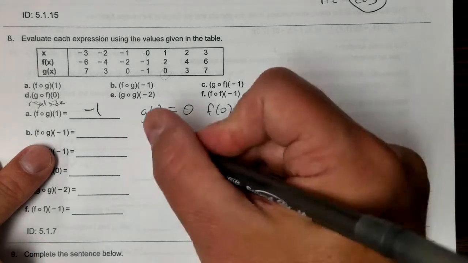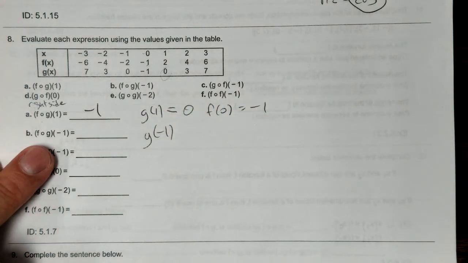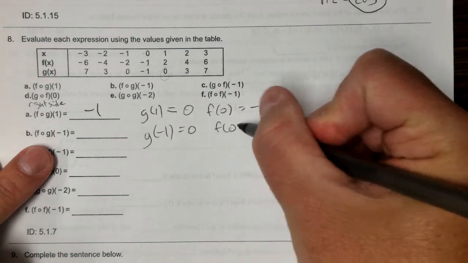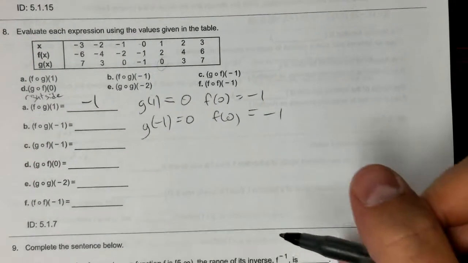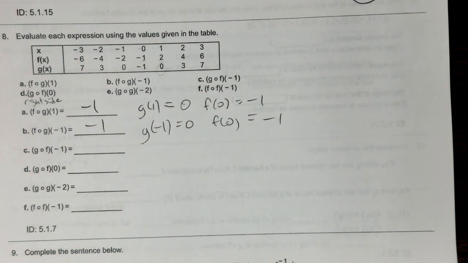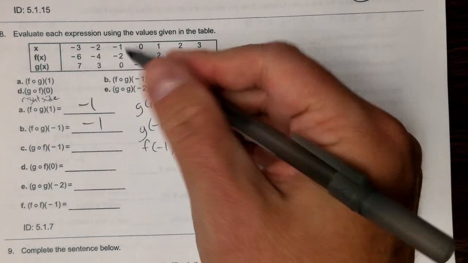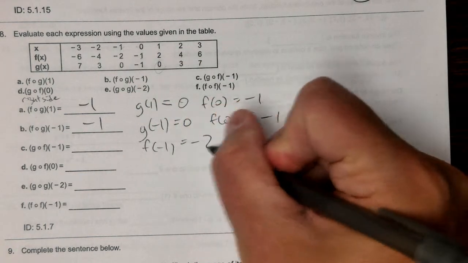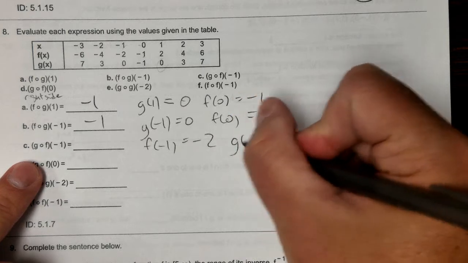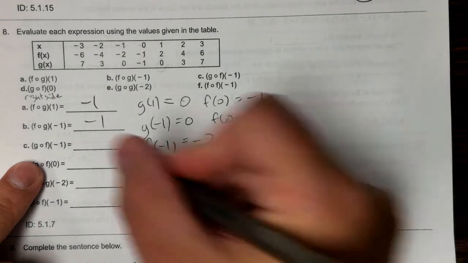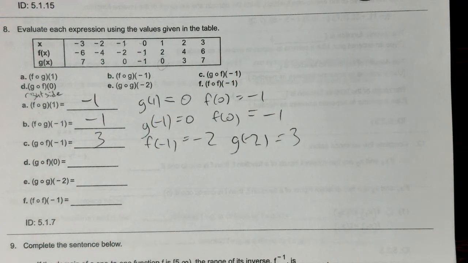We're going to do g of negative 1. What do you get for g of negative 1? 0. Right. F of 0 is negative 1. And then this one we're doing f of negative 1. 0. Nope. Negative 2. Yeah, negative 2. And then g of negative 2. So we go to negative 2, we go to g, and we get 3. Any questions about that?